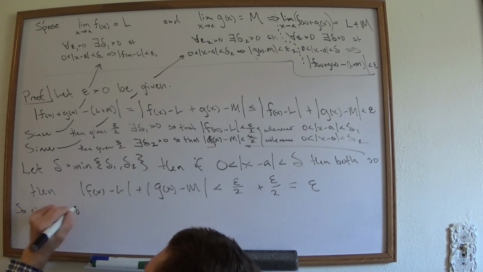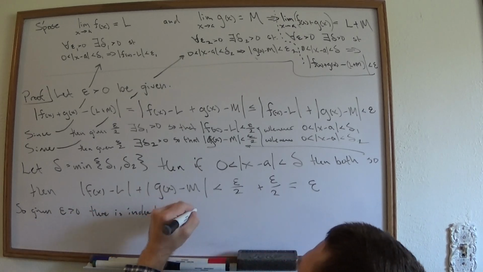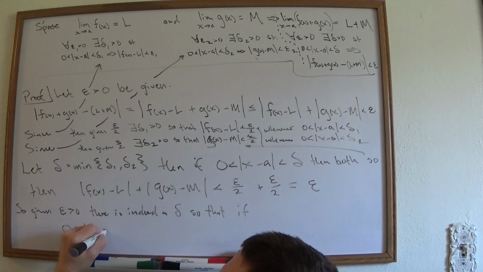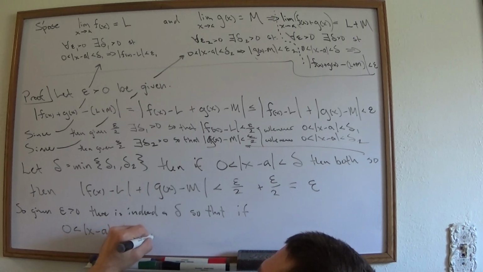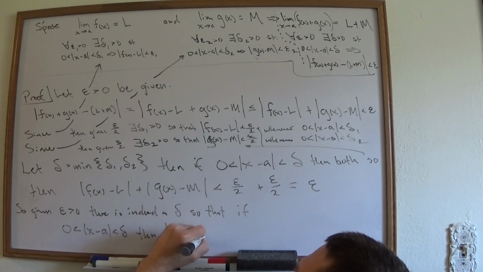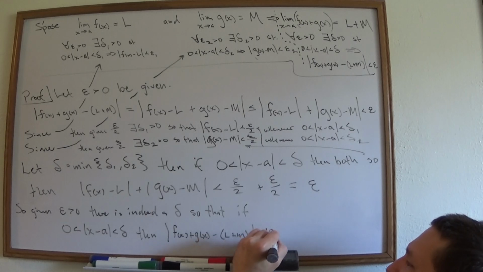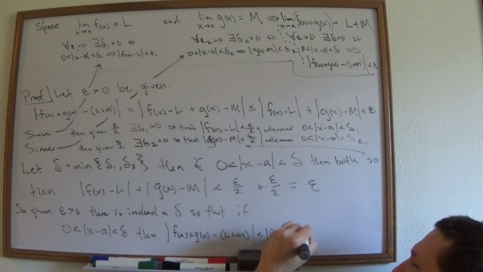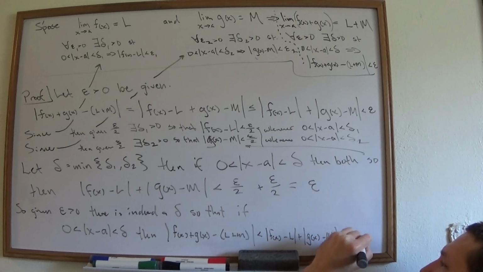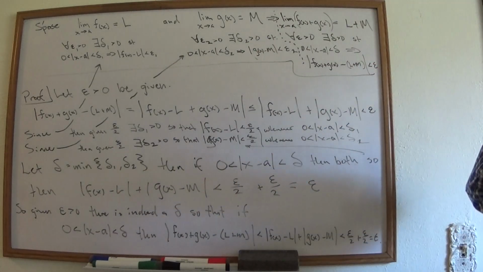So, in summary, given epsilon bigger than 0, there is indeed a delta so that if my x is within that delta, then, and I'm going to do the whole thing here, the absolute value of f of x plus g of x minus L plus m, which is less than this, f of x minus L plus g of x minus m, is less than epsilon over 2 plus epsilon over 2, which is epsilon, which is what we wanted to show. So therefore, this limit does indeed exist.